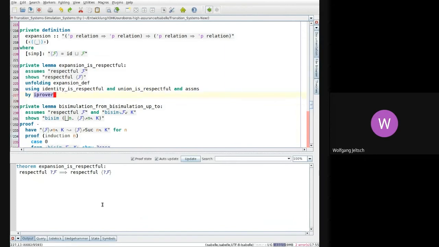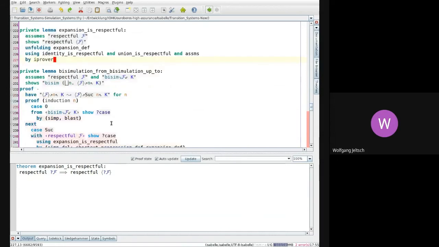But iProver looks nice. It looks intelligent. It's rarely used, I think. So it's really just trivial logical reasoning. So iProver is much stronger than just being able to solve that.